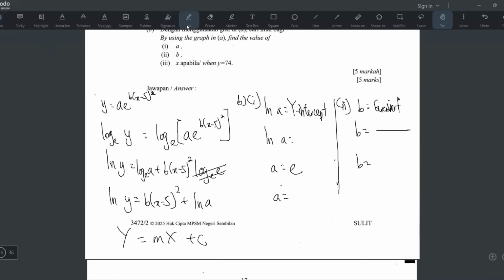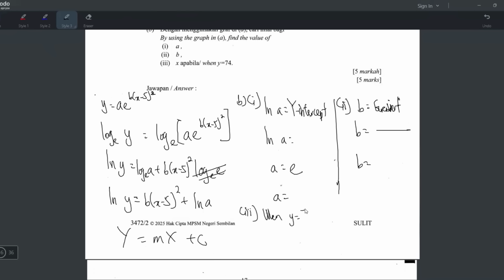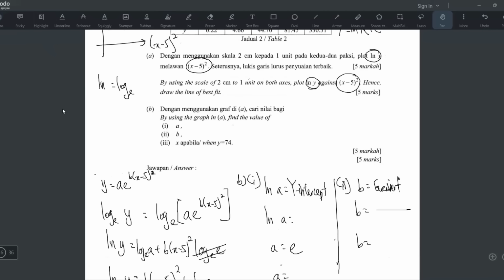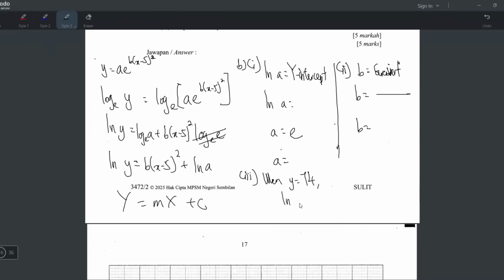Okay, what about number 3? Number 3 asking you to find x when y equals 74. Okay, you cannot straight away go to your graph and cari 74 because this one is y. You punya graph y-axis is ln y. So you have to dapatkan nilai ln y dulu. And if you tekan ln y, boleh tekan dalam calculator, you get 4.30. Ada button ln kan dekat you punya calculator. Just tekan tu saja. And it's 2 decimal place.